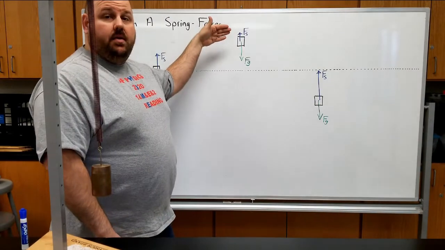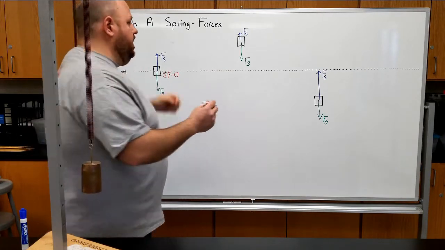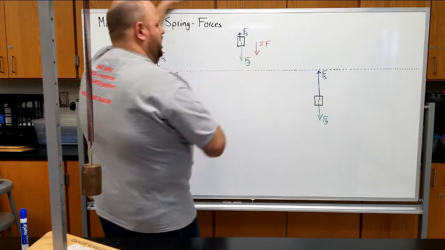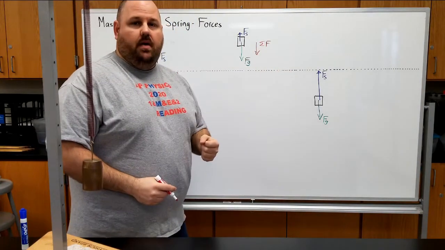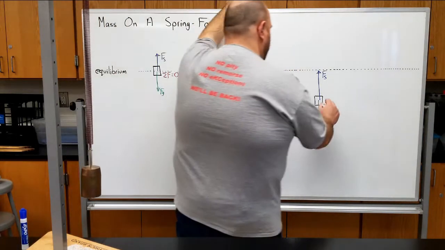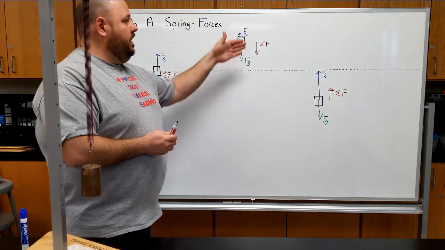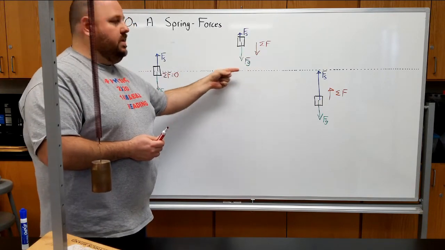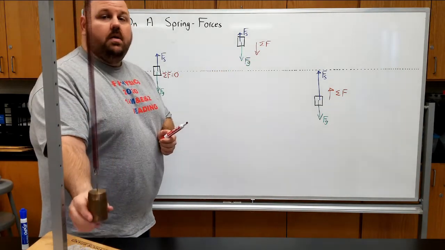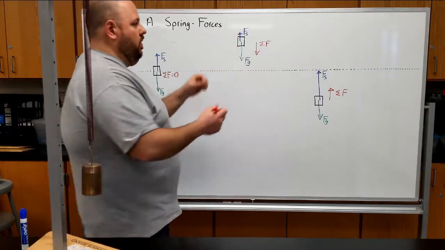When the object is above its equilibrium position, the gravitational force downward is bigger than the upward spring force. And so the net force would be directed downward. And over here, when it's below its equilibrium position, the upward spring force is larger, and so the net force is up when it's below equilibrium. So what we notice is that the net force is always towards the equilibrium position. When it's above equilibrium, the force is down. When it's below equilibrium, the force is up. And so the restoring force is always towards equilibrium.